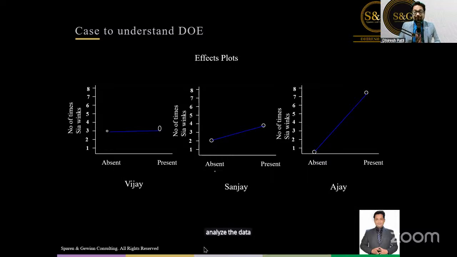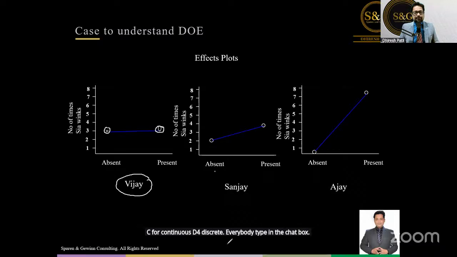This is called an effect plot. Now this is very interesting. Let's plot Vijay's effect plot when Vijay was absent and Vijay was present. So 3 times. On the x-axis, this is a binary, no? Absent and present. Now what kind of data is this? Absent and present. Type in the chat box. Is it continuous data or discrete data? C for continuous, D for discrete. Everybody type in the chat box.